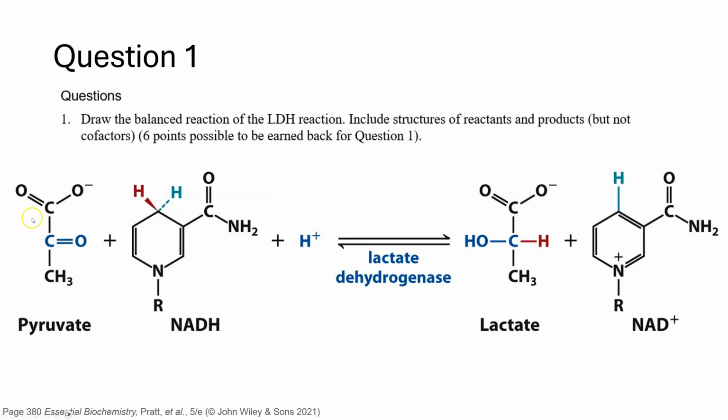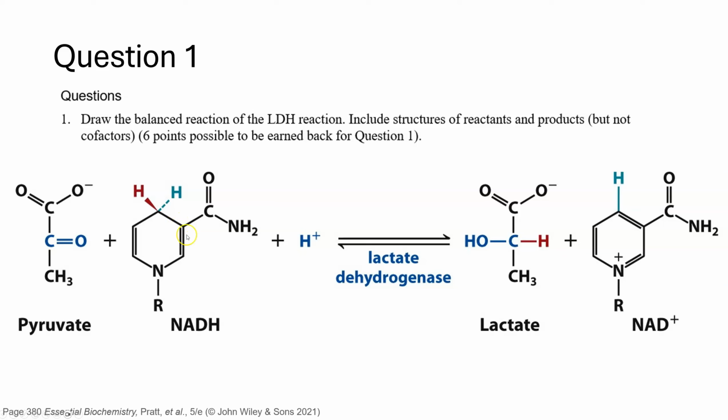So if we look at pyruvate, in blue right here, that's the only part of the molecule that changes. The carboxylate group and the methyl group remain unchanged. But this is a redox reaction where we're going to donate a red proton and a blue proton to this carbonyl group on the pyruvate to form an alcohol group.